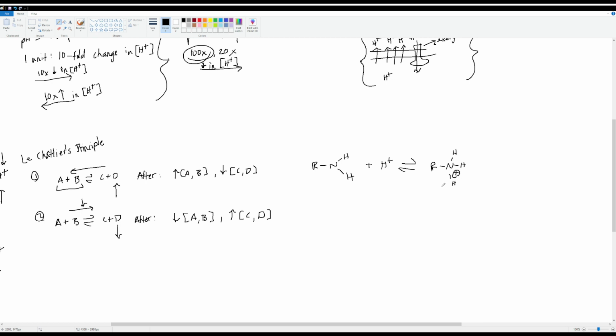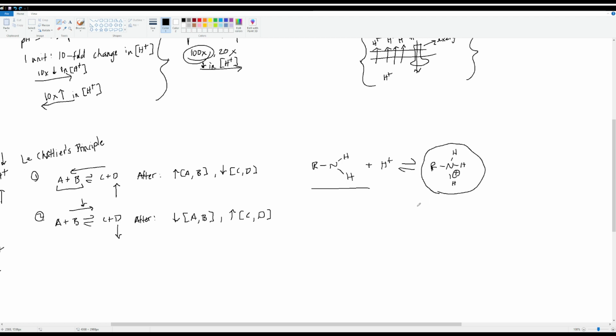Okay, so circle the protonated base. Here's our protonated base. And underline the deprotonated. With amines, it's very important to recognize that this one does have a proton, but it is not the protonated state because it does not have the positive charge. So our protonated amine will have that positive charge.